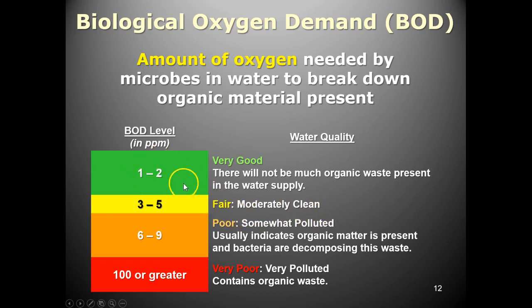We try to get down to a BOD of between 1 and 2, which is an indication that there's hardly any organic waste. There's nothing for the bacteria to feed on, so there's not going to be a great demand for the oxygen.